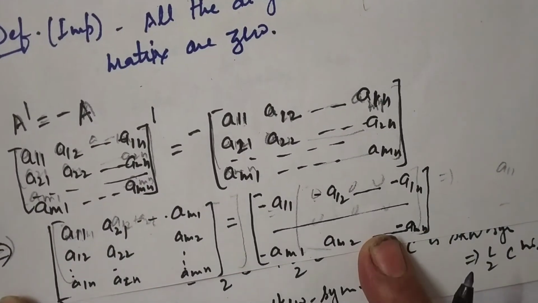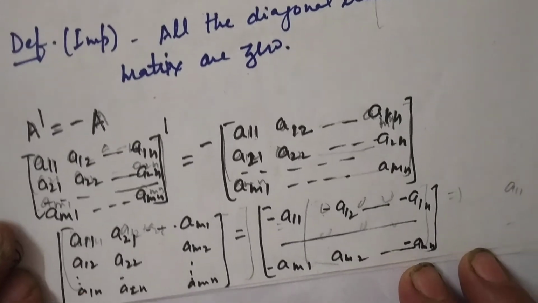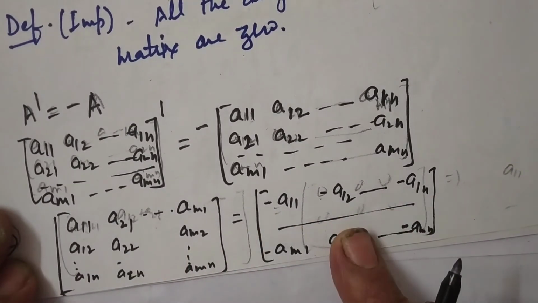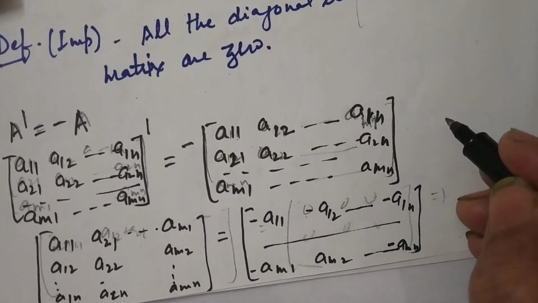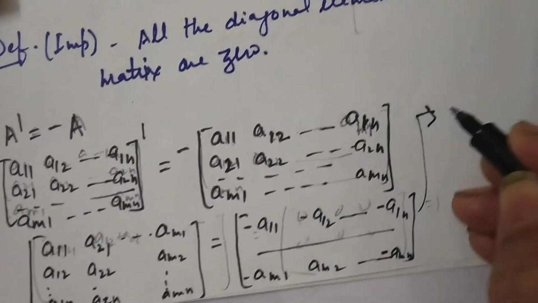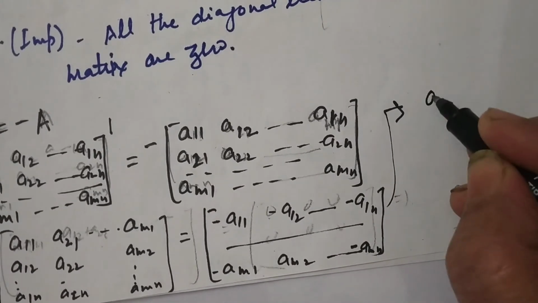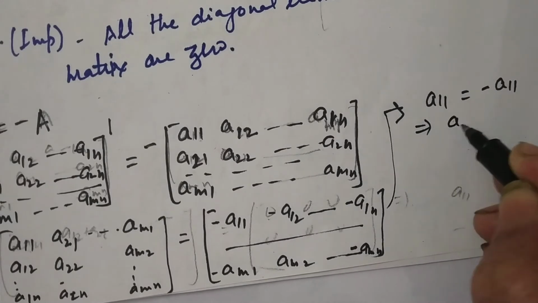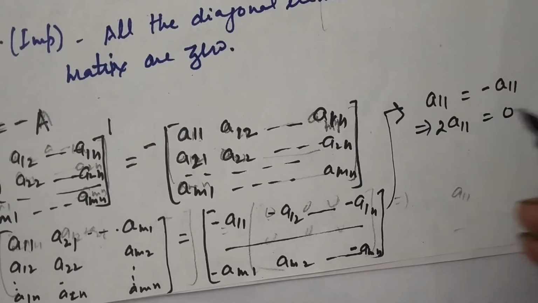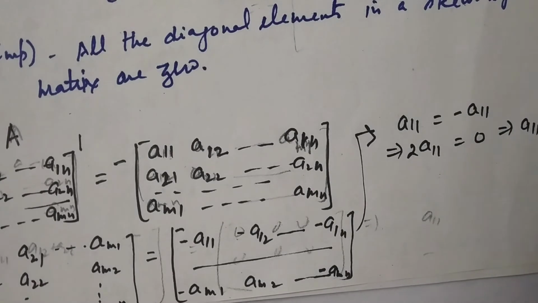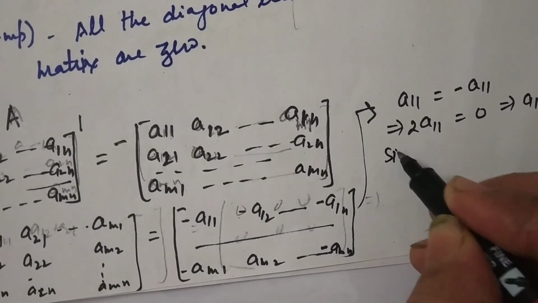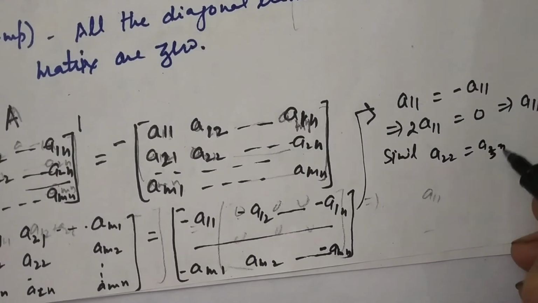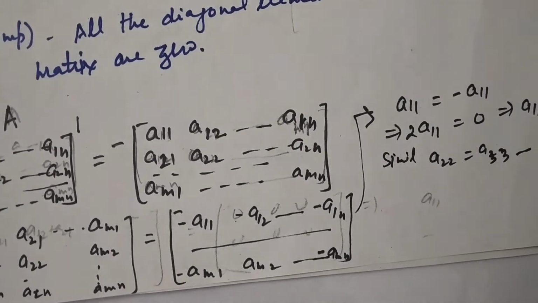Now since the two matrices are equal here, I can compare the corresponding elements. If I compare the corresponding elements, this gives me a11 is equal to minus of a11. If I bring them together, twice of a11 equal to 0. This implies that a11 equal to 0. Similarly, I will find a22, a33 and so on are equal to 0.